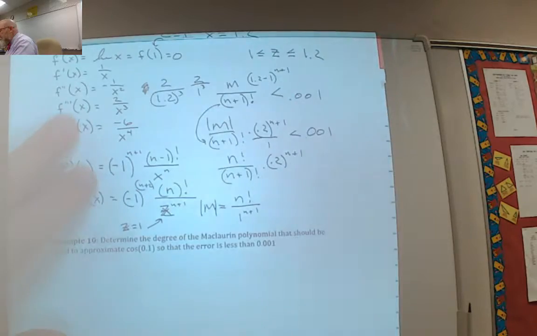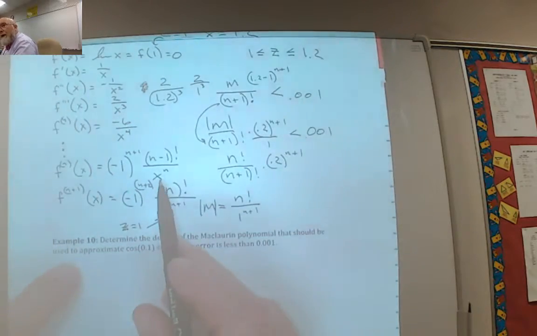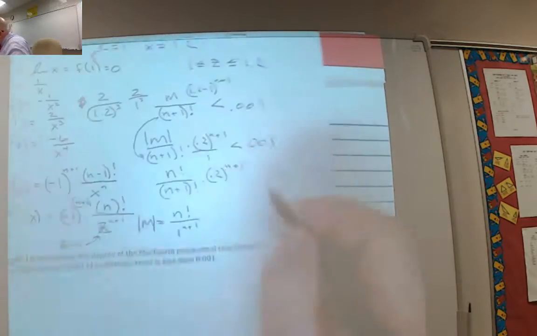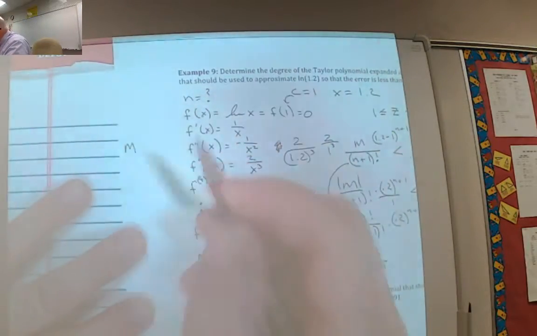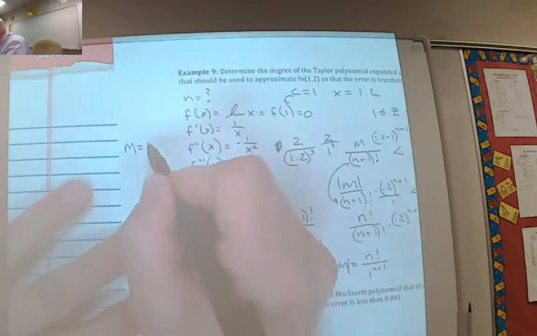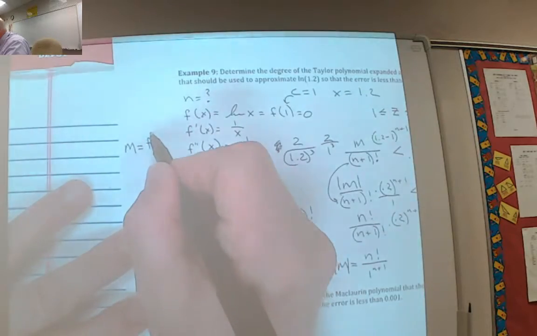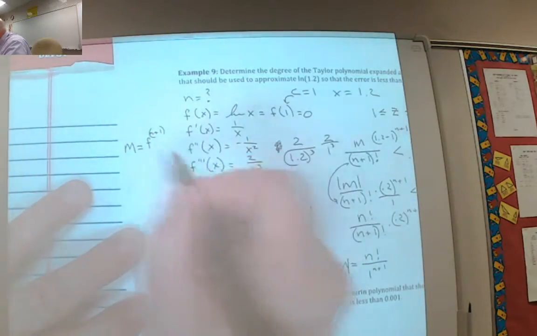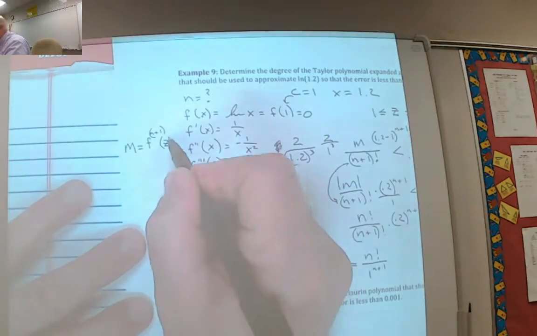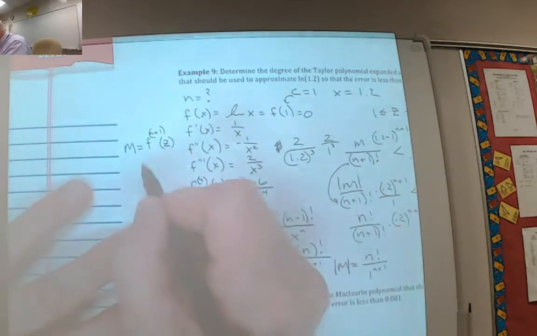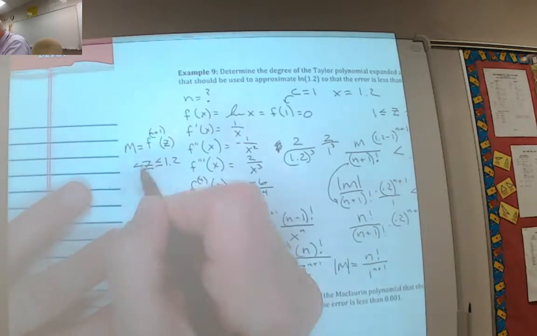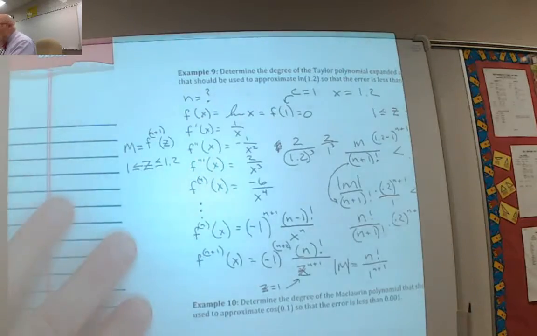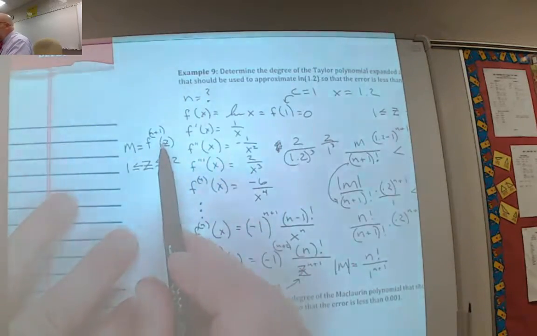One's going in for x, right here, with the m and the z and the x's. Okay, let me back up. I understand where you're confused. M is equal to the n plus 1 derivative with z put into it. Z comes from this interval, and I choose a z that makes this the maximum.